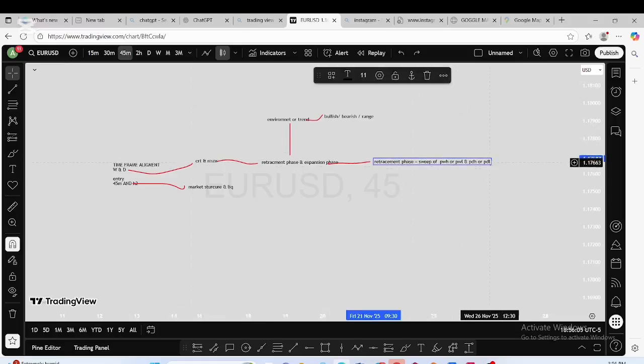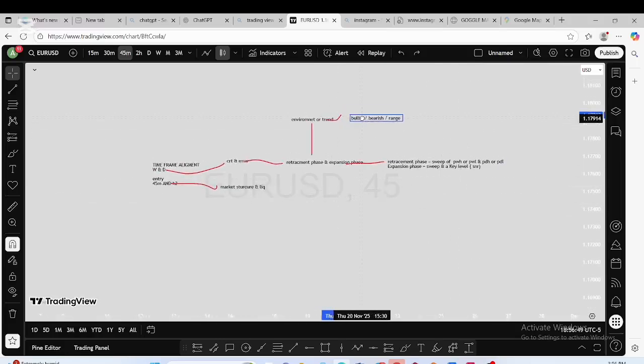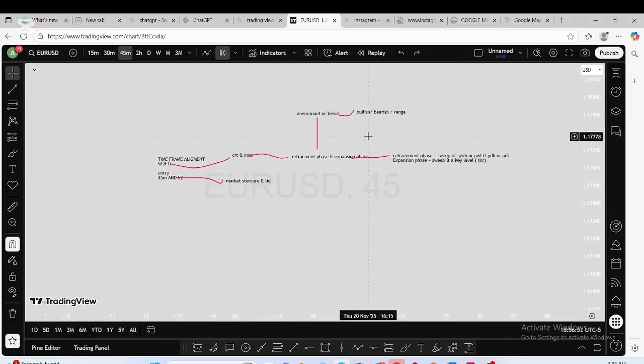But for an expansion phase or move, for expansion phase, I want to see a sweep and a key level, that is MSNR, Malaysian support and resistance. That's my key level I want to see. So now, I do not want to do more teaching. I just want to give a short explanation, and we go to analysis.